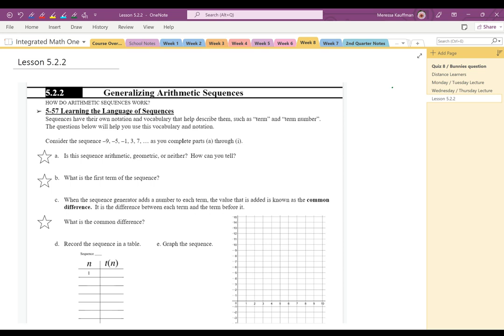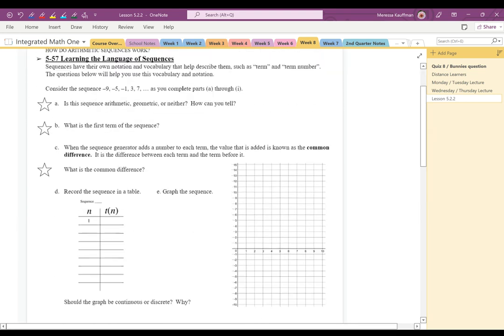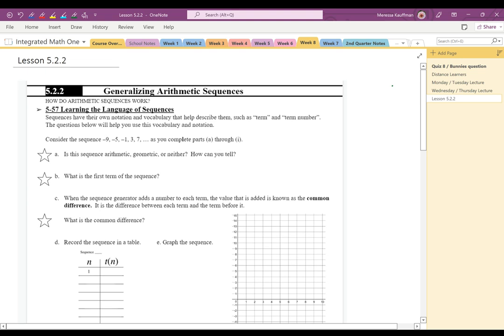Anyway, so let's go ahead and get out your classwork packet. You can pause the video if you need to. But we're going to be going to page number 10 of your classwork packet and start generalizing arithmetic sequences. All right, so I'm going to change colors here. Let's see if my blue came out good.